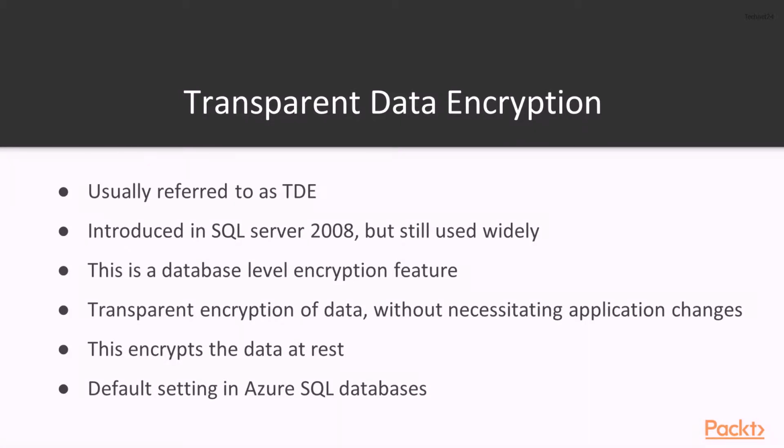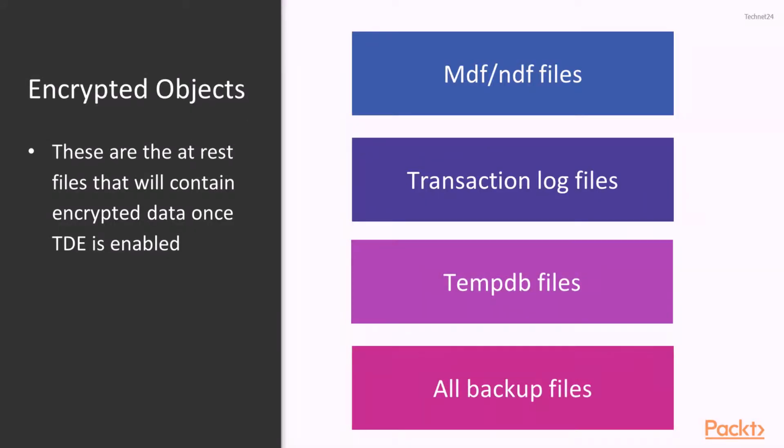The way transparent data encryption is designed is it encrypts the data at rest. The data at rest consists of these particular objects: the MDF or NDF files that store your data and indexes, the transaction log files that track all the activity, TempDB files, because our queries often spill into TempDB, and that includes both the data and log files of TempDB, and then all of our backup files. Each of these types of files is actually encrypted on disk.